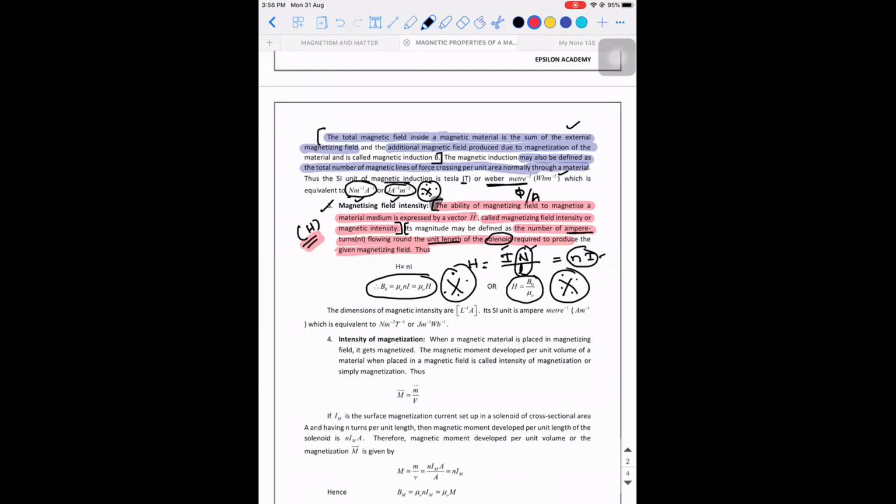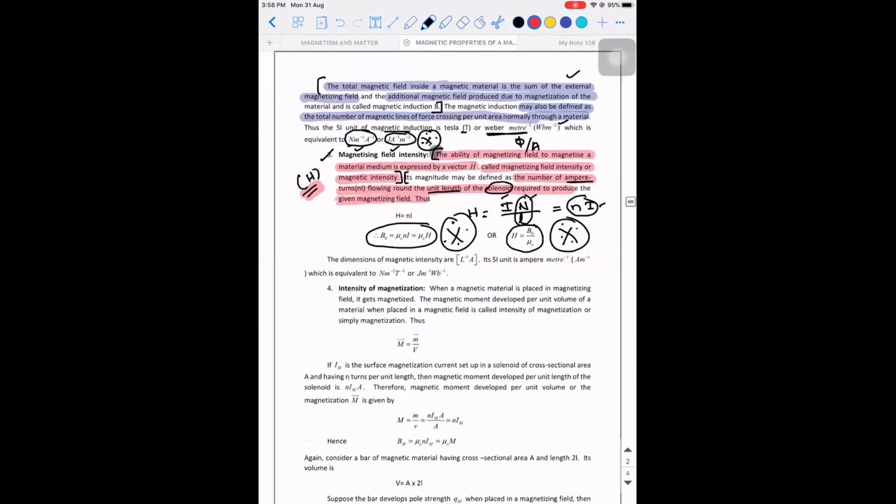Similarly, you need to have an understanding of all the definitions. So the dimensions of magnetic intensity are ampere L inverse, because it is a number of turns per unit length. Sorry, ampere turns per unit length. Number of turns doesn't have any dimensional quantity. So A into L inverse. Similarly, its SI unit will be ampere meter inverse, which is also equal to, if you write ampere in terms of Newton, Tesla and everything, Newton meter power minus 2 Tesla inverse, or Joule meter inverse, Weber inverse. So this is the formula. This part you can have a look at it later.